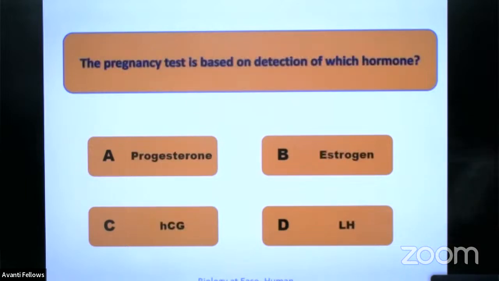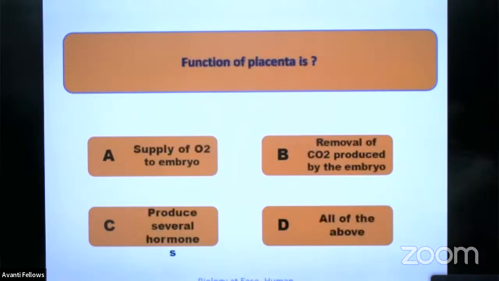Then come to the next one, question number 29. I told you the pregnancy test is based on the detection of which hormone present in the female body. Is it progesterone, estrogen, human chorionic gonadotropin, or luteinizing hormone? Of course, progesterone is there in the body of the female during pregnancy and dominates, but this hormone is not used for testing or detecting pregnancy. The correct answer is option C, human chorionic gonadotropin only.